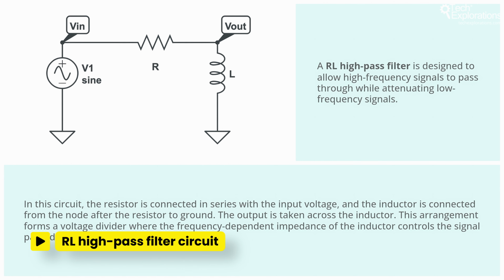This schematic represents a basic RL high-pass filter. In this circuit, the resistor is connected in series with the input voltage, and the inductor is connected from the node after the resistor to the ground. The output is taken across the inductor. This arrangement forms a voltage divider where the frequency-dependent impedance of the inductor controls the signal passed to the output.